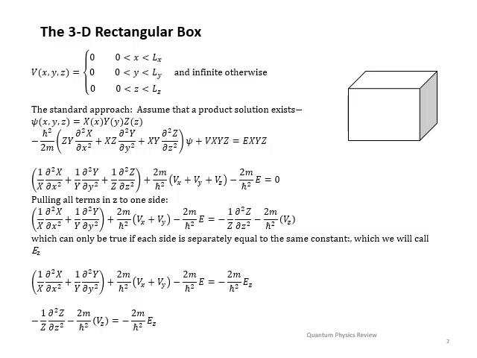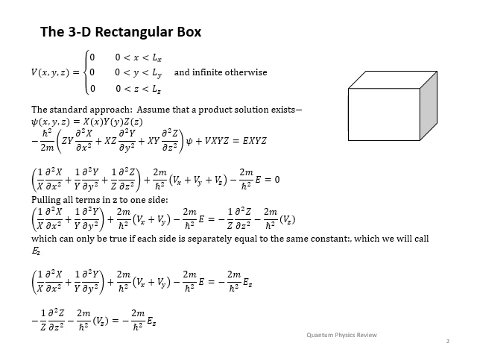So the three-dimensional rectangular box is a situation like this. Essentially, we're going to define the potential inside the box to be 0. So the potential is 0 inside of the box, length Lx, Ly, Lz, for example. And the potential is going to be infinite otherwise. That is, the particle is going to be confined to be inside of the box.